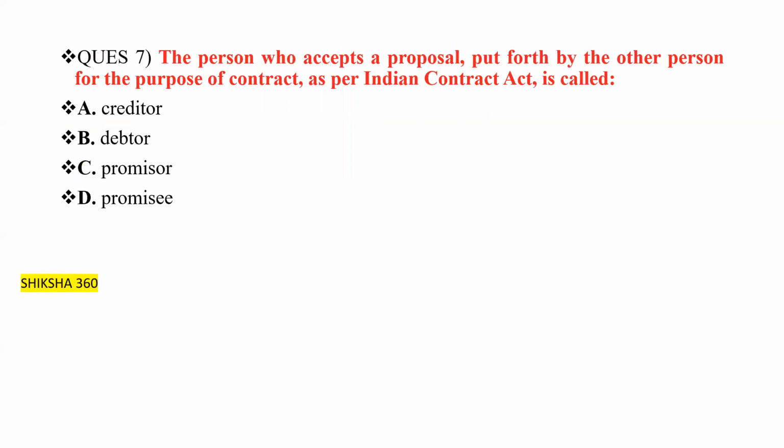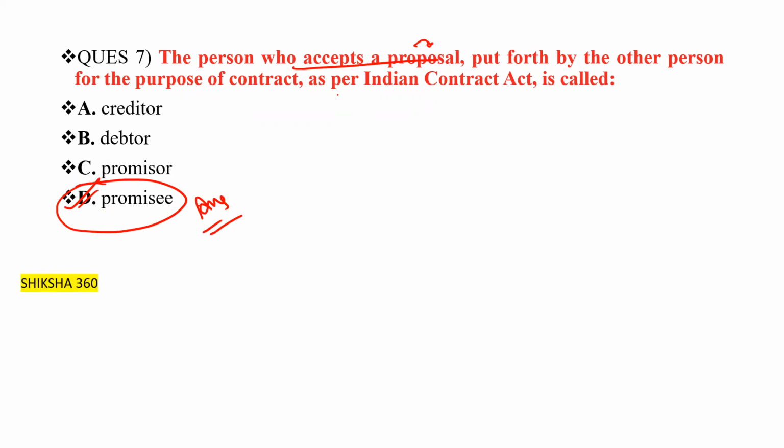Let's discuss what they are saying here. The person who accepts a proposal put forth by the other person for the purpose of contract. That other person, as we have already discussed, is the promisor. The person who accepts the proposal is called the promisee. So option D is the correct answer.